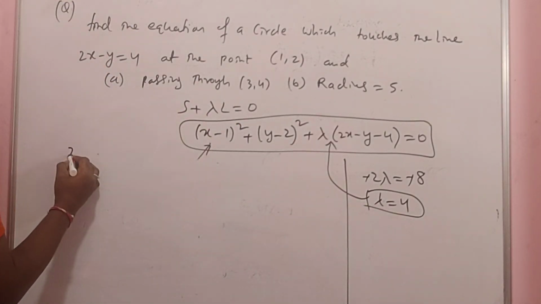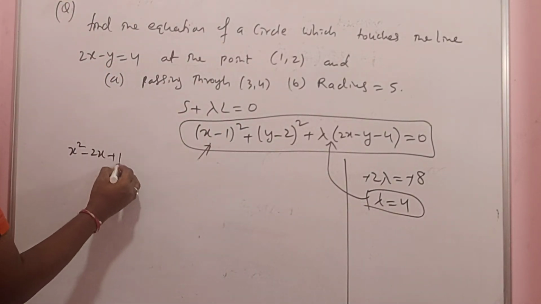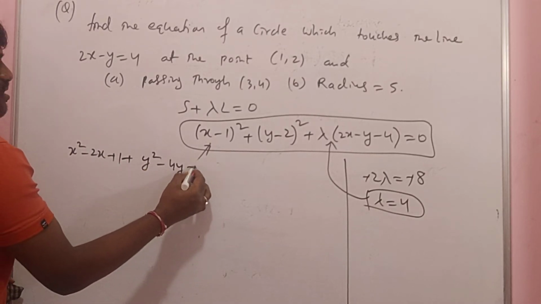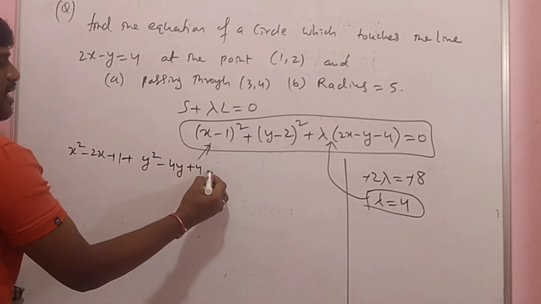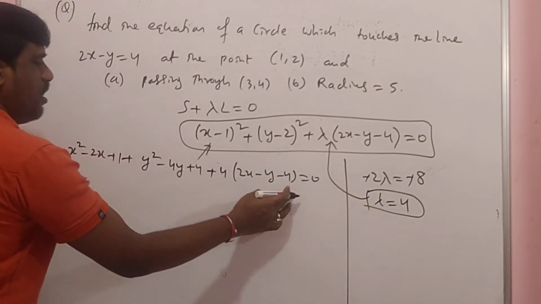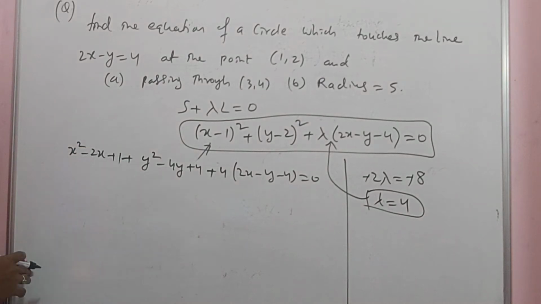If you don't know, let's see here: x square minus 2x plus 1, a minus b whole square formula, plus y square minus 4y plus 4, a minus b whole square formula, plus 4 into (2x minus y minus 4) is equal to 0. Now you can simplify, isn't it right? That you can do it.